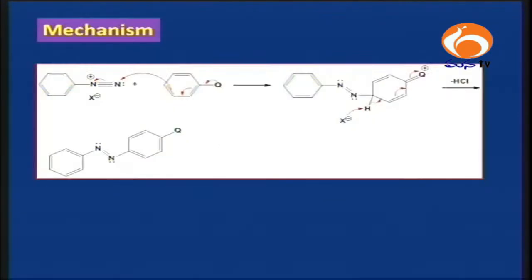Let us see the mechanism of this reaction. This is the electrophile, that is arene diazonium ion, and this electrophile will undergo reaction with the aromatic system. Then we will get this particular product, and to retain aromaticity, the H+ will be abstracted by the halide ion. Then we will obtain the final product. That means this is a simple electrophilic aromatic substitution reaction.